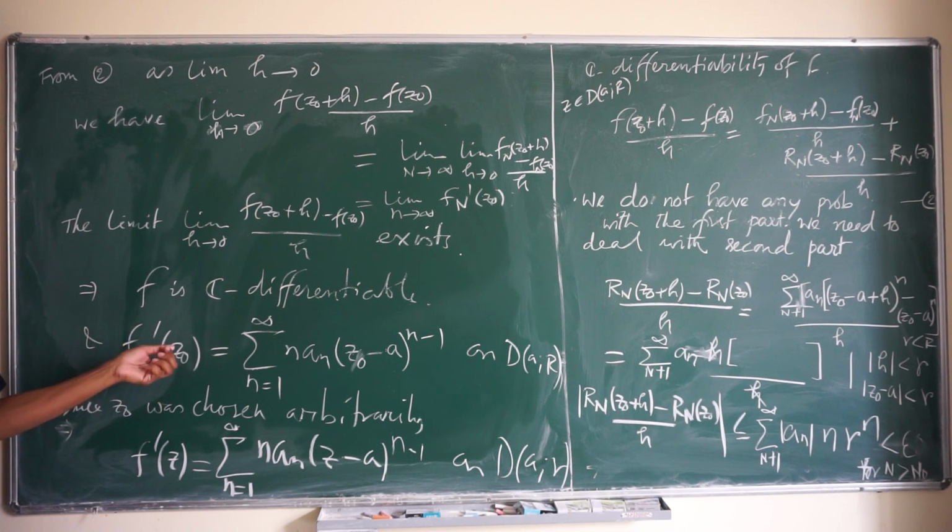So what we actually got as a corollary after this is that complex analytic functions are complex differentiable, and the derivative of a complex analytic function is again complex analytic. Alright, thank you. We'll continue from there next time.